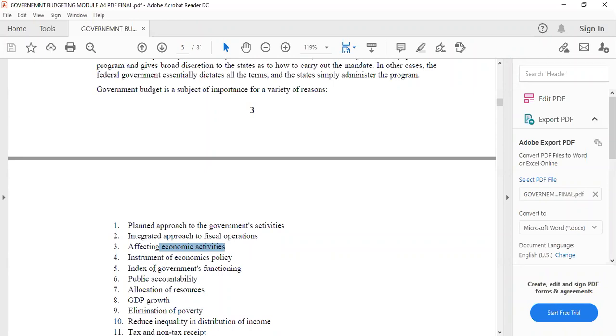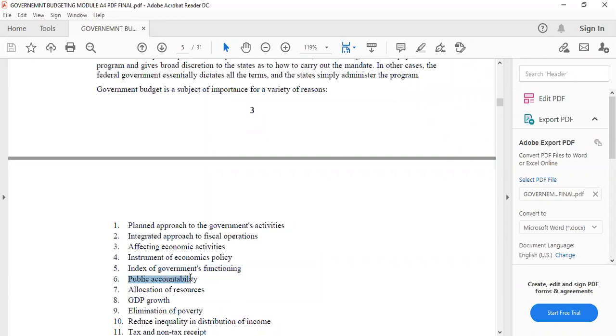And then we have fifth, index of government's functioning. For example, right now, as we know, we experience pandemic, so probably the budget will be for health. We would expect later on that the highest, of course, is not always health, because the constitution provides that the highest budget must be for education. But in times of calamity, perhaps the higher budget, not necessarily education, might go to the Department of Health.